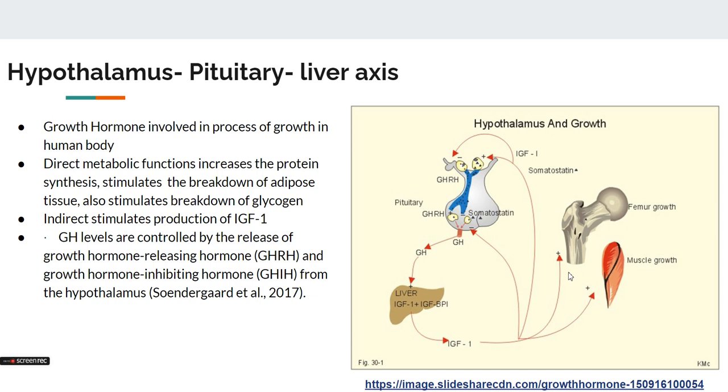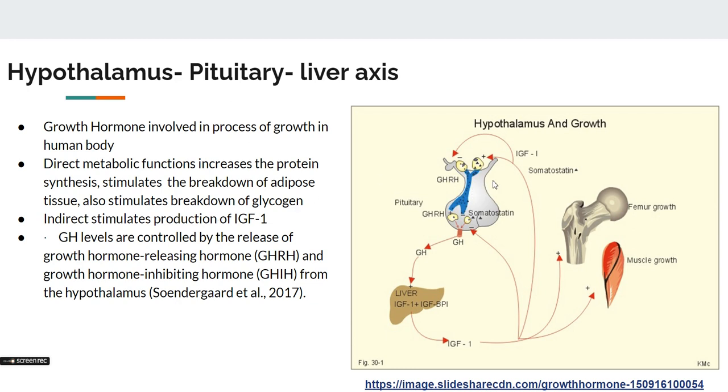GH levels are controlled by the release of growth hormone releasing hormone, GHRH, and growth hormone inhibiting hormone, GHIH, from the hypothalamus. Now that I talked to you about the direct and indirect effects and what stimulates or inhibits the growth hormone, I'm going to explain these effects step by step, starting from the hypothalamus. There will be repetition, but it's important to know these steps.